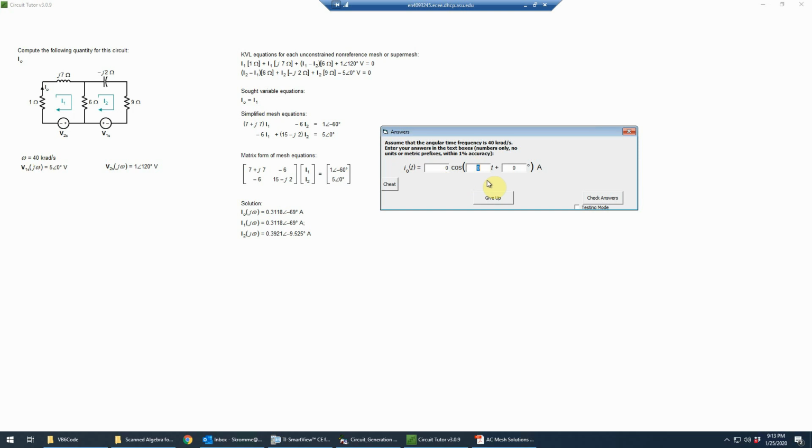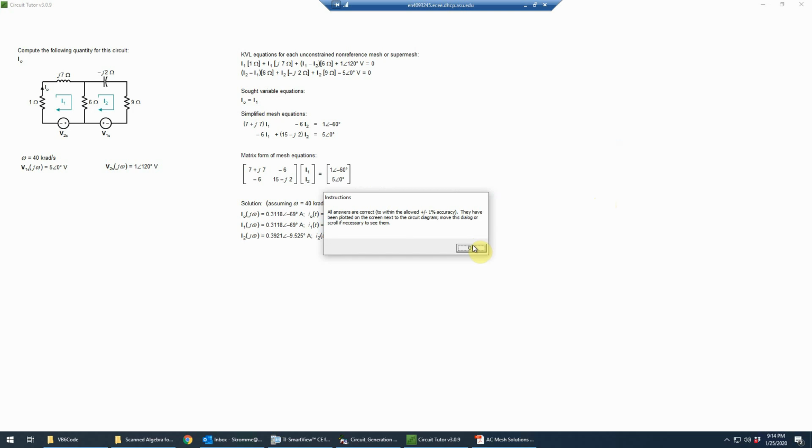The text box here will not accept a metric prefix. It'll show you an error if you try to enter that. So instead, we just enter 40,000. And then the phase angle will be the phase of the phasor. So that's just negative the 69 degrees. And then the magnitude would be the 0.3118. And we'll check that. And that is correct.